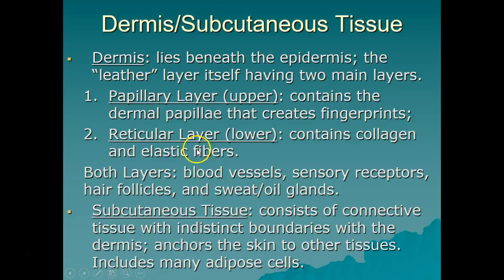Both layers contain blood vessels, sensory receptors, hair follicles, sweat and oil glands. They're going through both layers. Some of them will stop and end at different points. Obviously, the blood vessels and the sensory receptors, the nervous system, are going to continue down into the subcutaneous tissue and go about their different places in the body wherever they're going. But the unique structures are listed here with number 1 and number 2. The papillary layer has dermal papillae, which creates fingerprints, which I'll show you more on in just a moment.